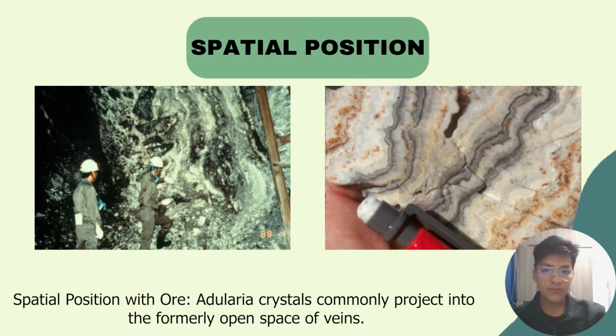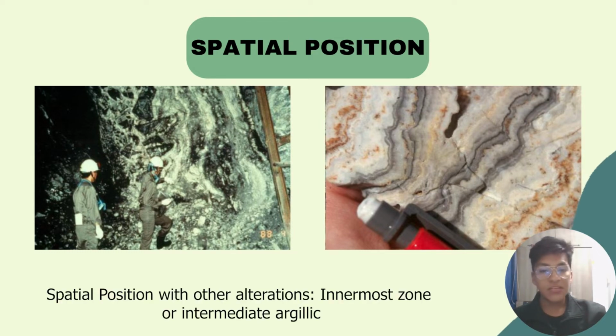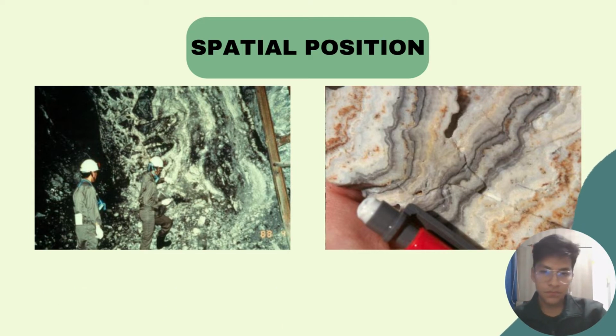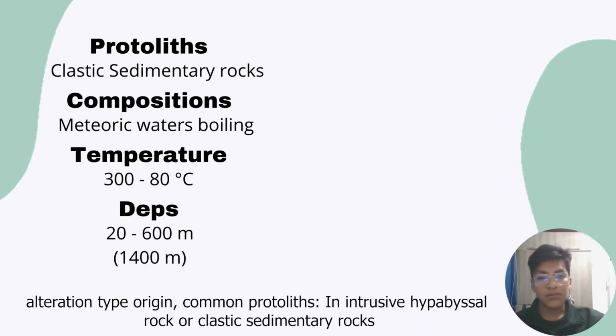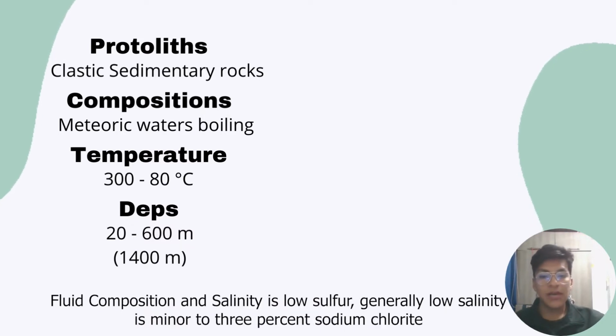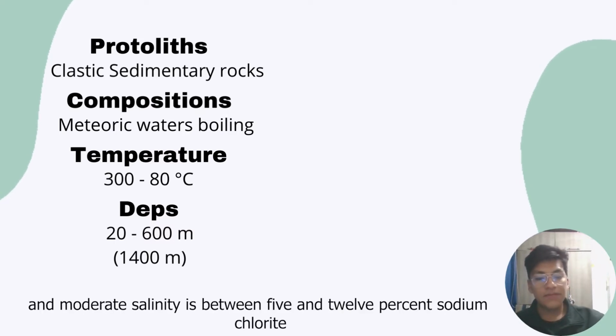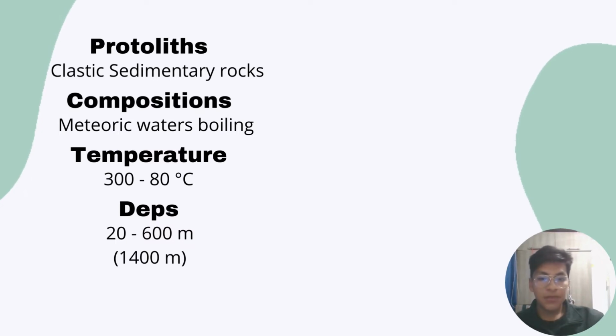Spatial positions with ore. Adularia crystals commonly project into former open space of veins, and spatial positions with other alterations are innermost zones or intermediate argillic. Alteration type origins. A common postulate is an intrusive hypabyssal rock or clastic sedimentary rocks. Fluid composition and salinity is low sulfur, generally low salinity, minor to 3% sodium chloride, and moderate salinity is between 5 and 12% sodium chloride.